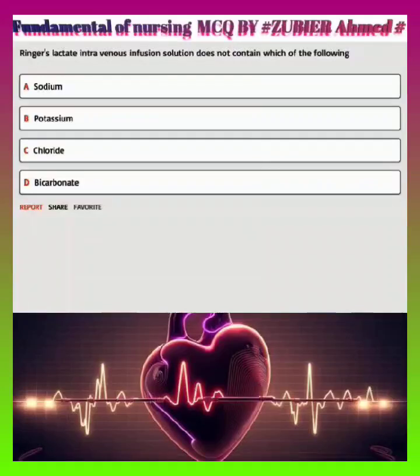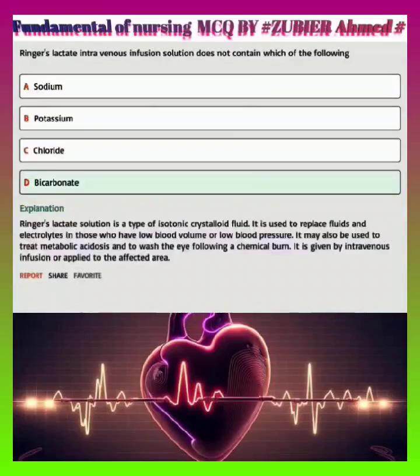Ringer's lactate intravenous infusion solution does not contain which of the following? A. Sodium. B. Potassium. C. Chloride. D. Bicarbonate. Correct answer: Ringer's lactate solution is a type of isotonic crystalloid fluid. It is used to replace fluids and electrolytes in those who have low blood volume or low blood pressure. It may also be used to treat metabolic acidosis and to wash the eye following a chemical burn. It is given by intravenous infusion or applied to the affected area.